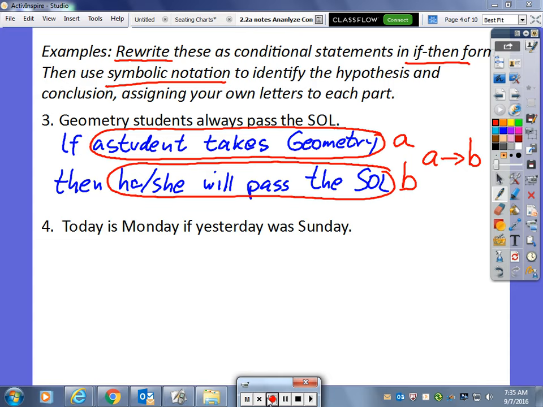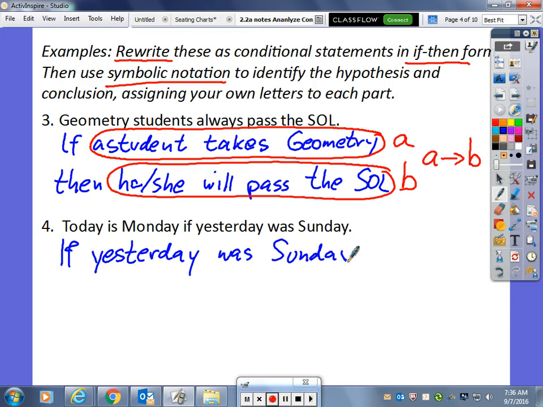Our next example makes things a little easier for us. Today is Monday if yesterday was Sunday. The if in the sentence, even though it's not at the beginning of the sentence, already indicates to us this must be our hypothesis. So if yesterday was Sunday is our hypothesis. And then today is Monday is our conclusion.